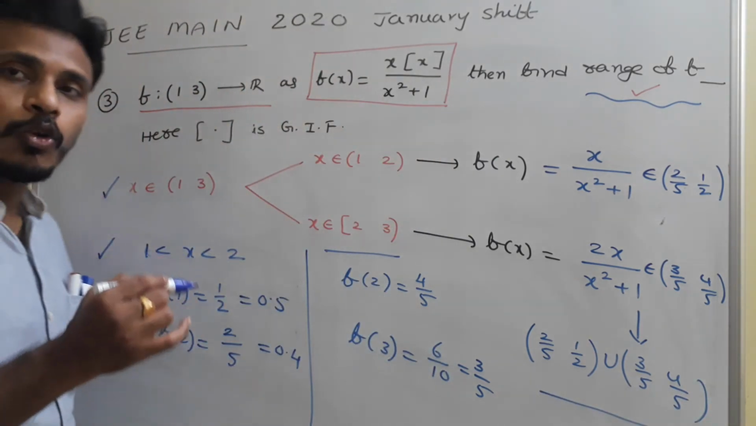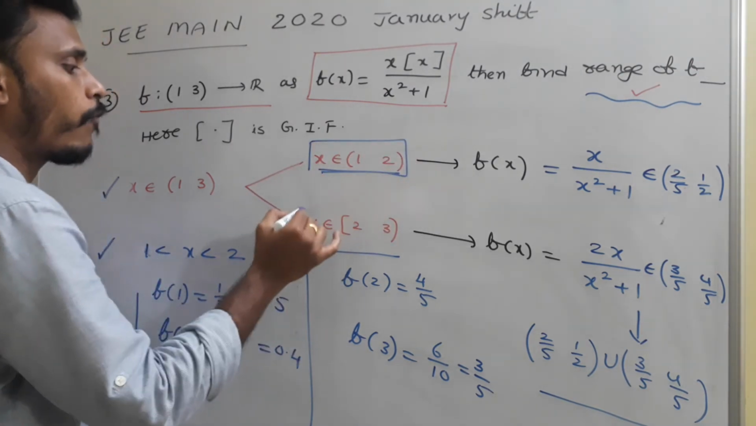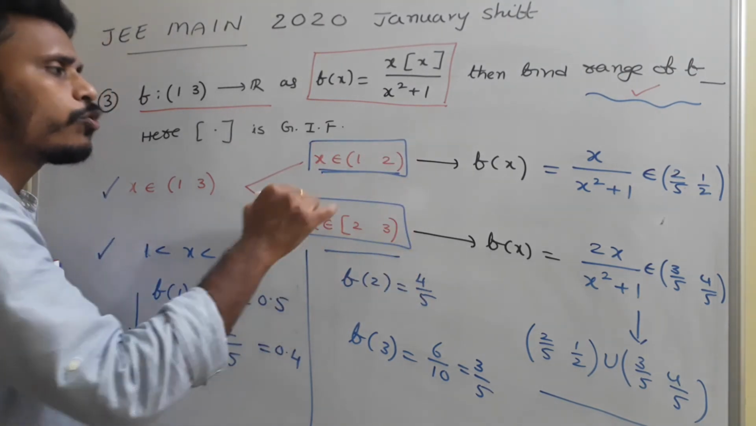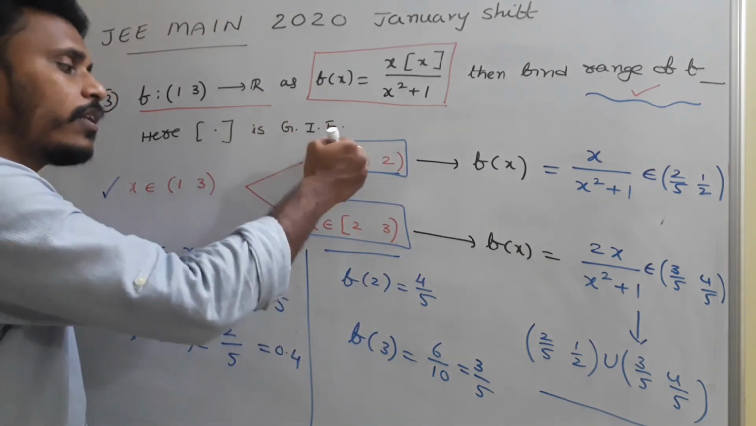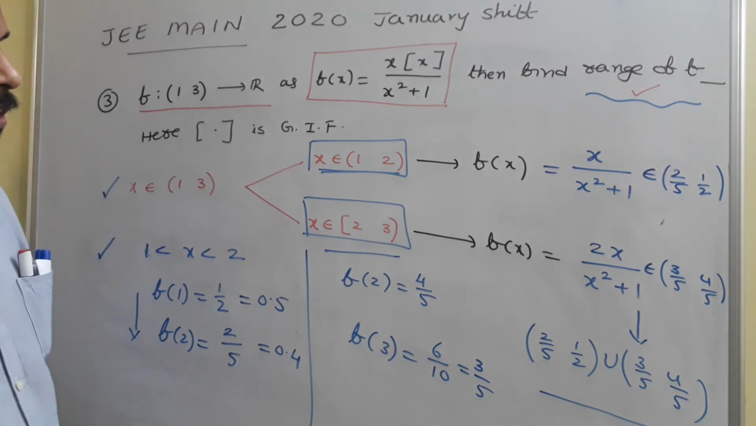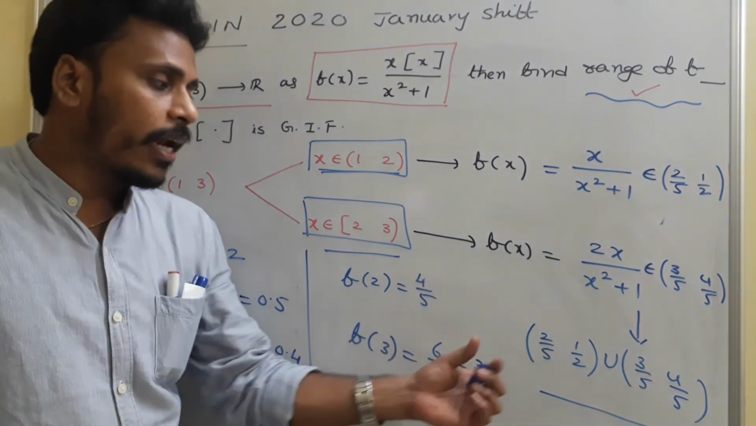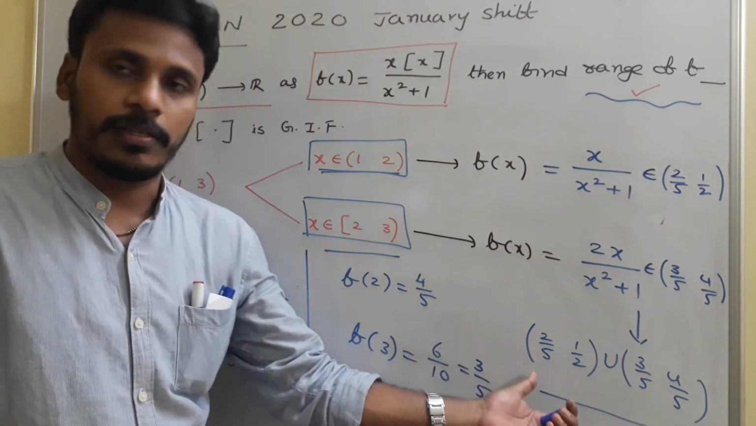First of all, we need to identify the function in two different regions. After identifying the function, you just calculate the outputs for the given inputs. The outputs are in between 1 by 2 and 2 by 5 for the first case, and in between 4 by 5 and 3 by 5 for the second case. At the end, the range is this, okay.